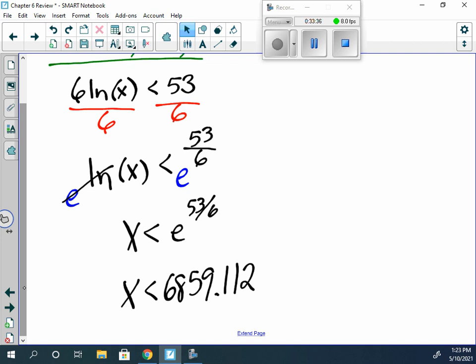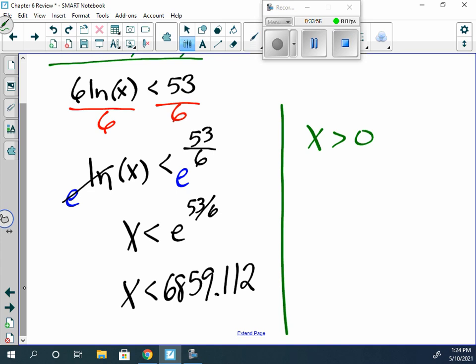Does this include negatives? Is -1 less than 6,859? Yes, so it does include negatives. So whatever's inside the log has to be greater than 0. So we set what's inside the log greater than 0. Now we need to solve for the value of x. Because x was by itself, it just has to be greater than 0. And that's it. That's all we have to do for these here.